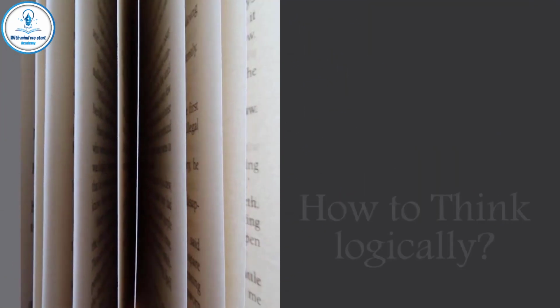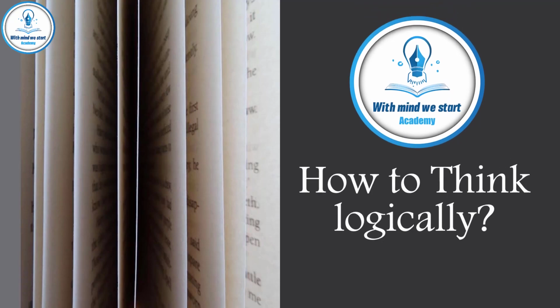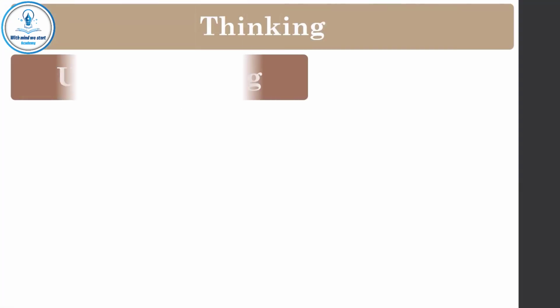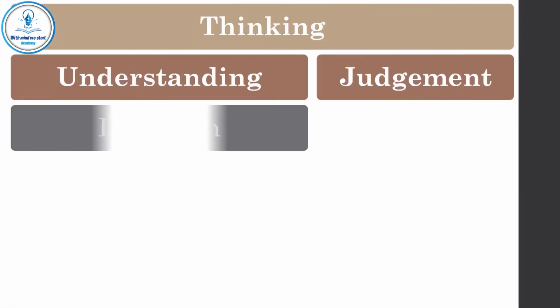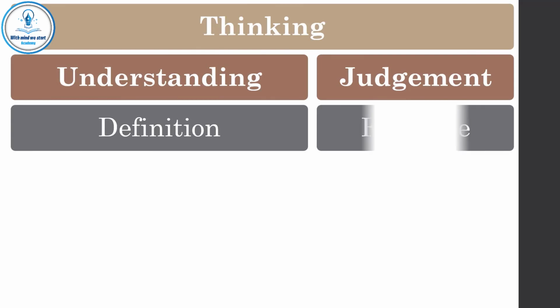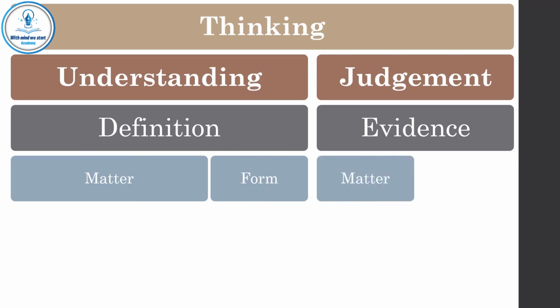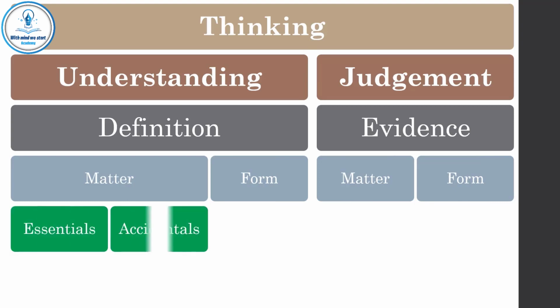We are going to continue our course How to Think Logically, and we are going to talk about applications on understanding and definitions. Thinking includes understanding and judgment. Understanding needs definition, judgment needs evidence. Both of them are made of matter and form. The matter that can be used in a definition includes essential concepts and accidental concepts.